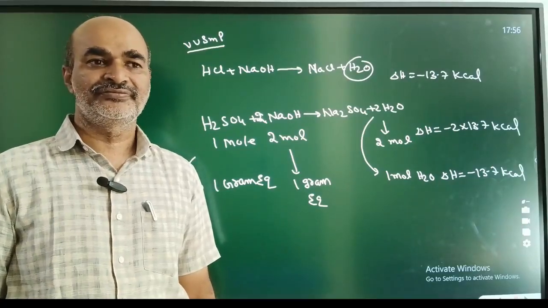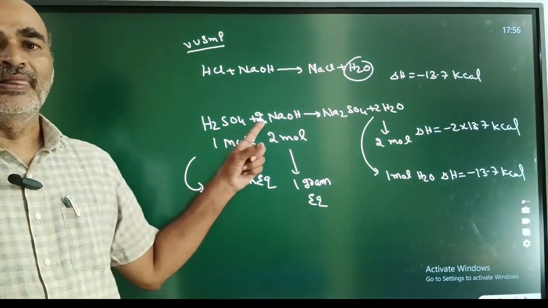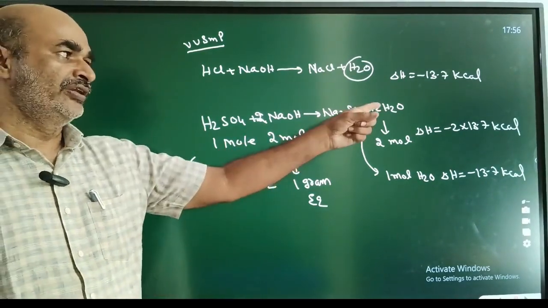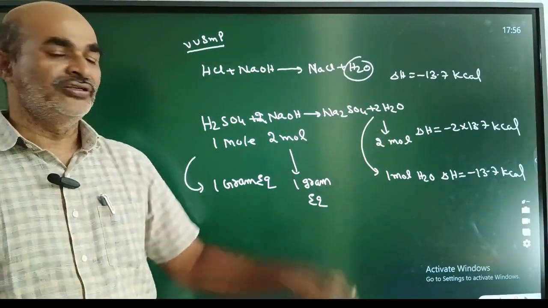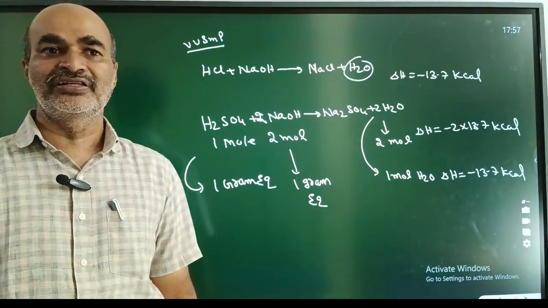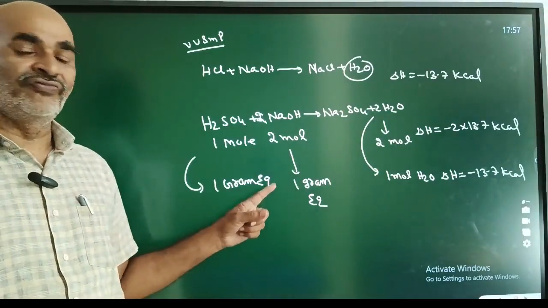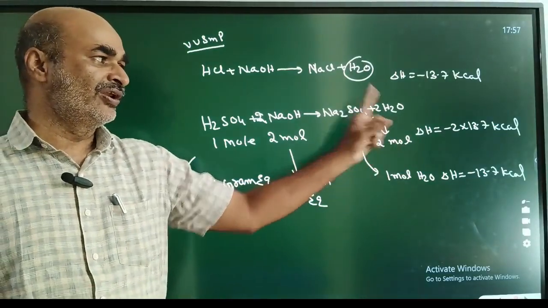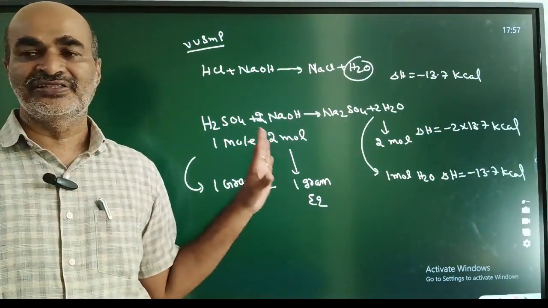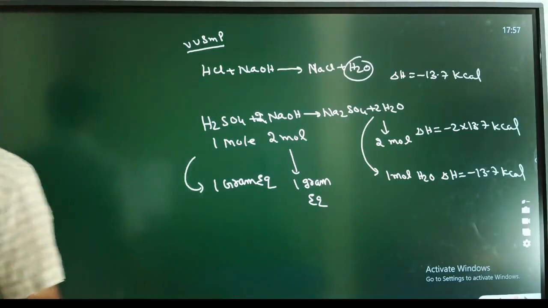If you take 1 mole of H2SO4 and 2 moles of NaOH, we will get 2 moles of water. So here we will get 2 into 13.7 kilocalories per mole of heat energy. If you take 1 gram equivalent of acid and 1 gram equivalent of base, you get only 1 mole of water. This is the difference. Please write it down.